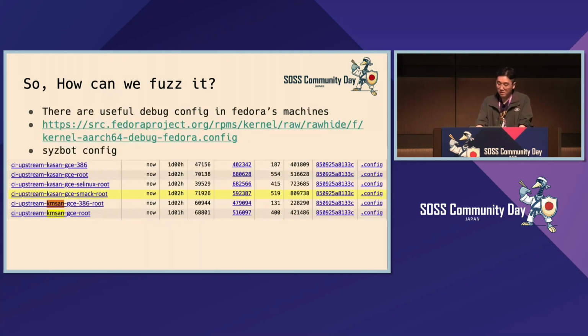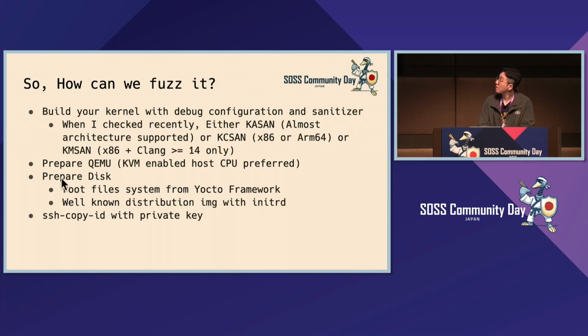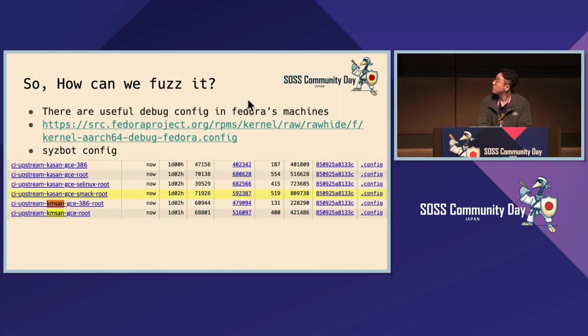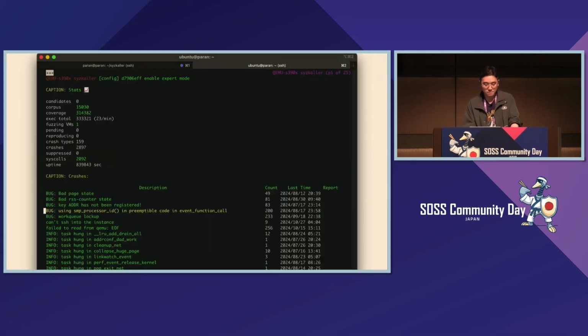So Google tested it with a configuration. This is the first debug configuration. We need a debug configuration, right? So there's some debug configuration in Fedora and the Syzkaller dashboard with that config. This is the dashboard of Syzkaller. We can find the corpus, coverage, supported syscalls, and crashes.